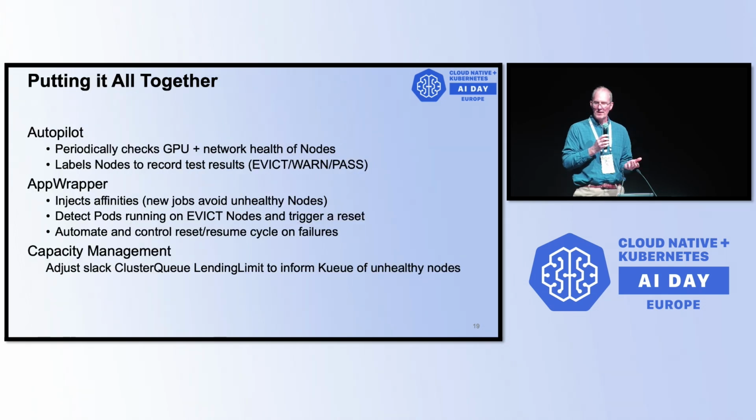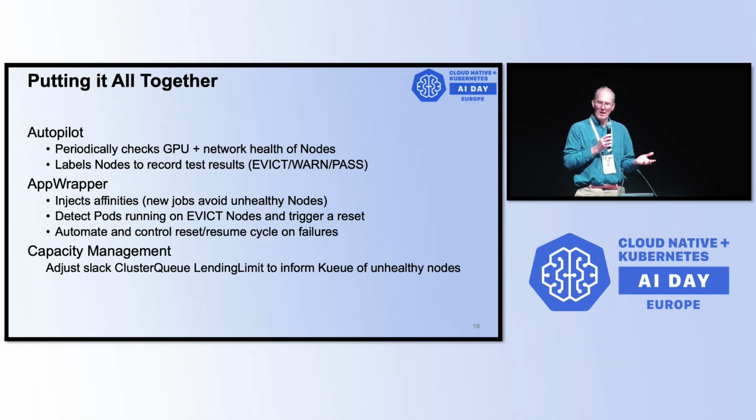And so putting it all together, we have Autopilot and the tools it uses, checking the GPUs, checking the network health, and labeling nodes to tell us what's going on. The app wrapper controller automatically injects affinities into all the pods that are created for the workload. So this helps us steer away new workloads from unhealthy nodes.